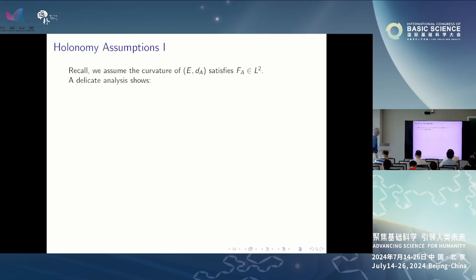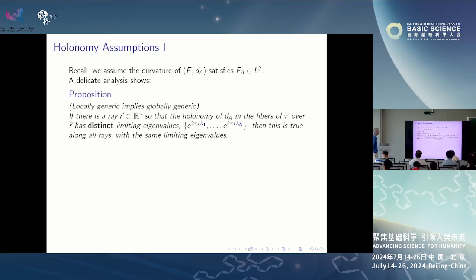Okay, so when I was first writing this talk, I realized I was putting theorems up that weren't quite true because there are important details about holonomy assumptions. So before, we were just assuming that the curvature was L2. And here's where we filled a large gap in the literature. A delicate analysis shows the following, a sort of local generic to global generic principle.